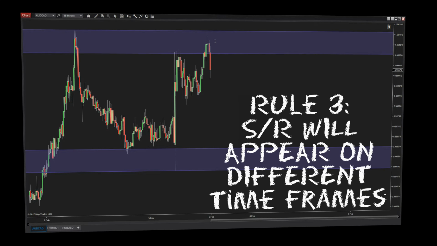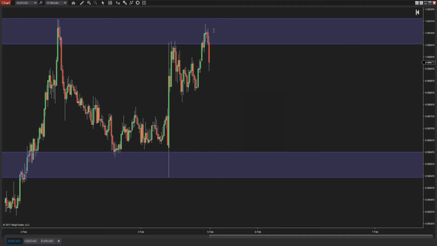Rule number 3, support and resistance can and will appear on different levels of different time frames. For those of you who are trading patterns, support resistance levels can be very interesting. So marking them in at the beginning of the week will help you figure out the more interesting areas for the rest of the week.